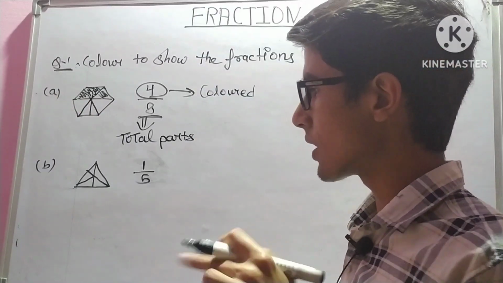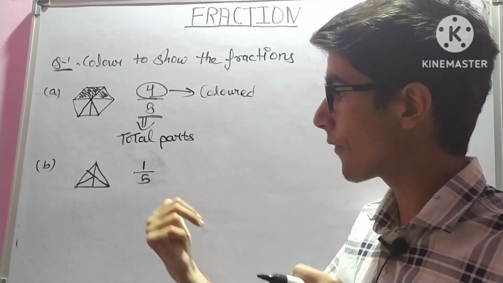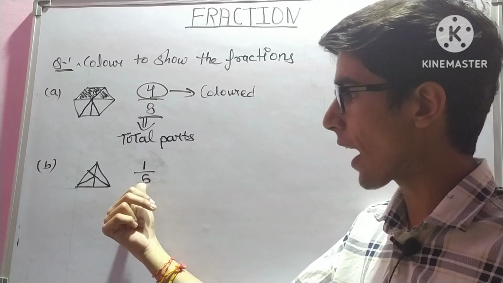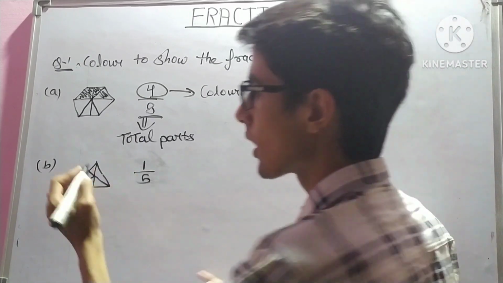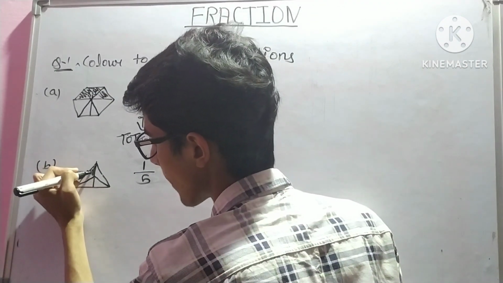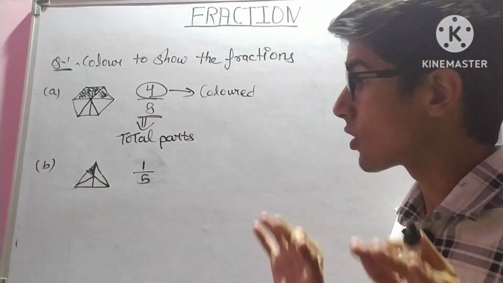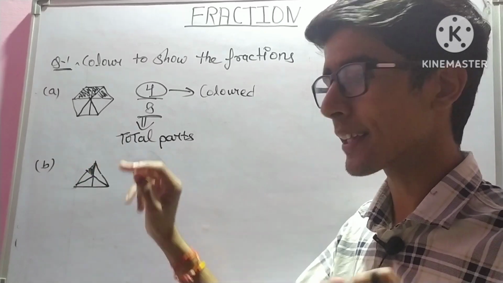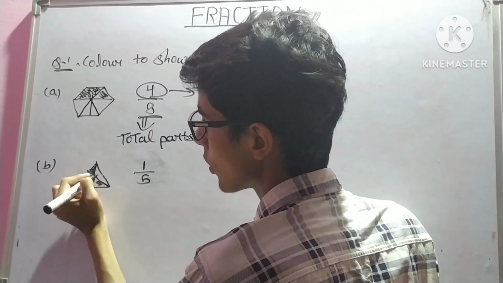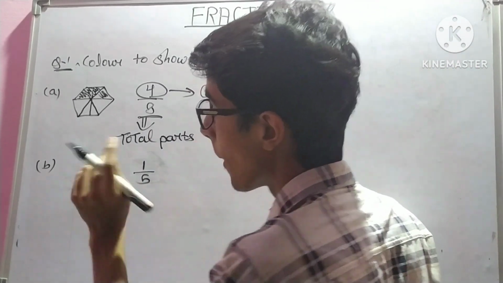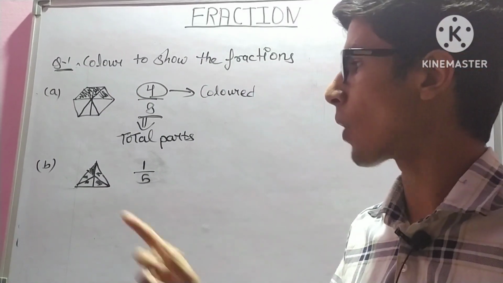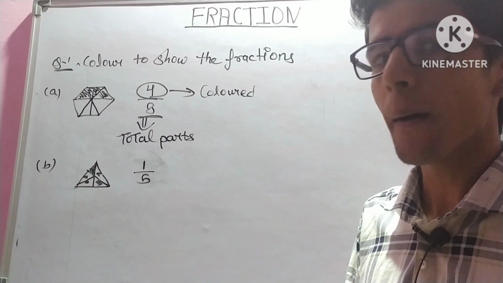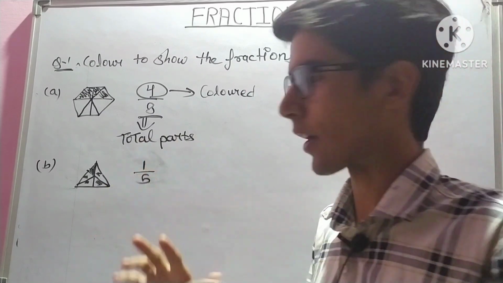And the second question is given like this. You have to see that 5 are the total parts. 1, 2, 3, 4, 5. And 1 is the colored part, so you have to color one part. It is not necessary to color it like this. You could color this one, this one, this one, but you have to color only one. It is your choice which block and which part you want to color, but only one is colored.